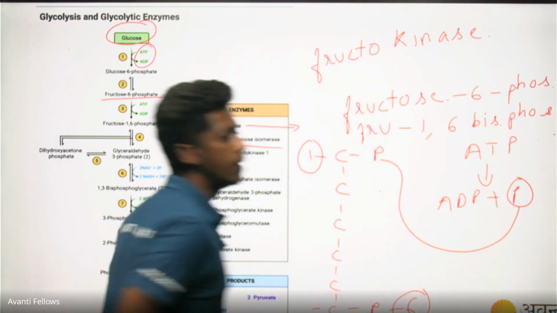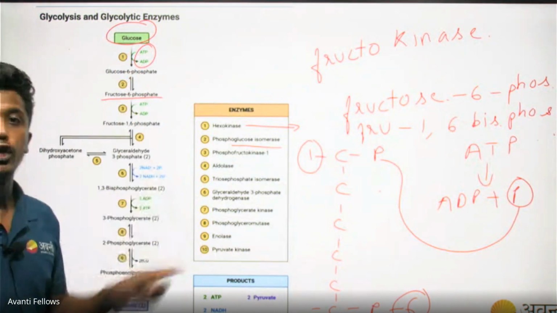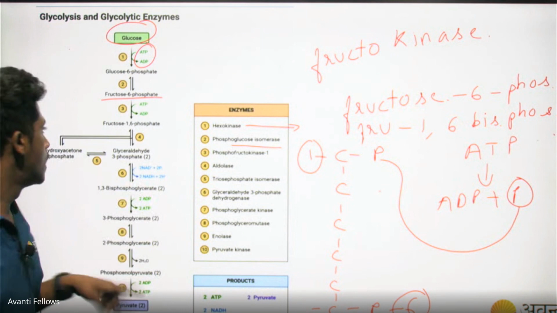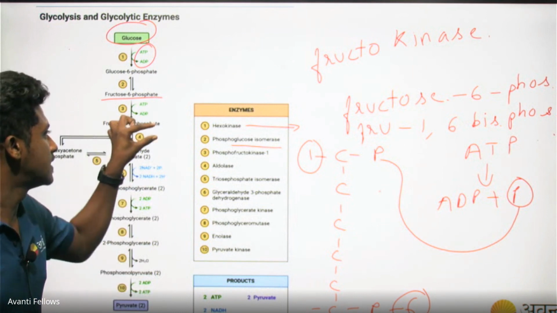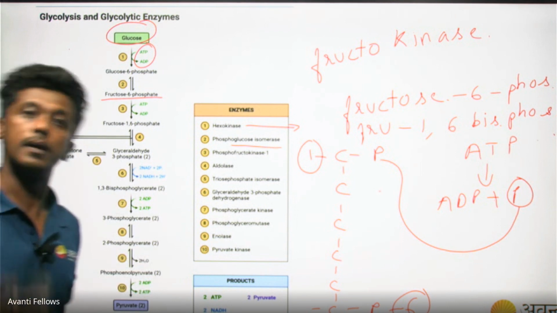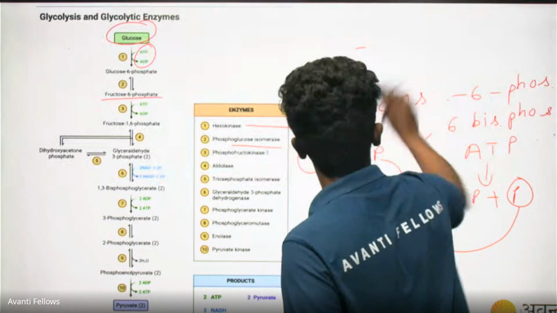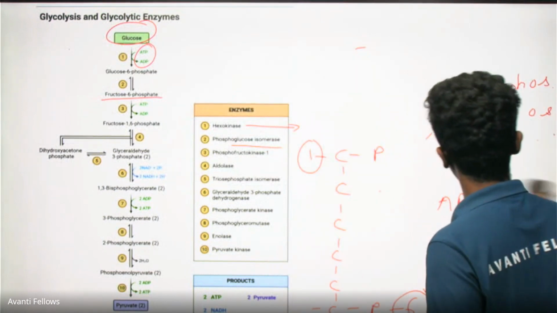Okay, you have to remember that in the very first 4 steps itself, we have already invested 2 ATP molecules. Now we have fructose 1,6 bisphosphate. The fructose 1,6 bisphosphate will be broken down. How will it be broken down? I will show you now. Very simple. I hope you're understanding.